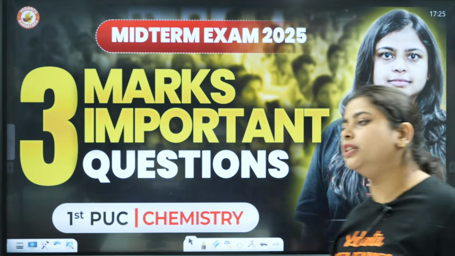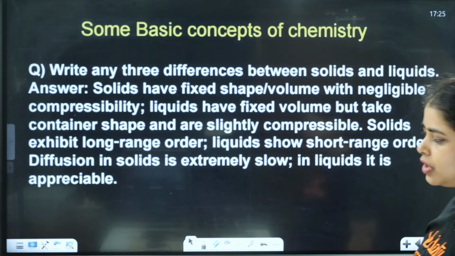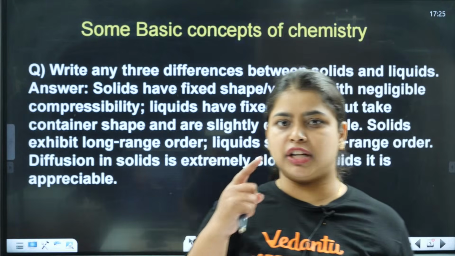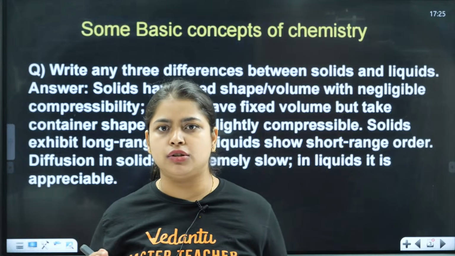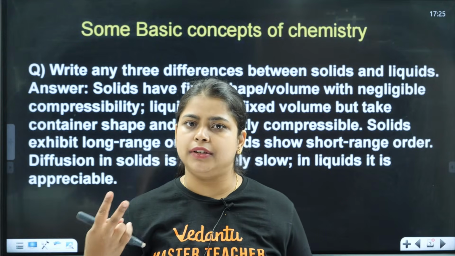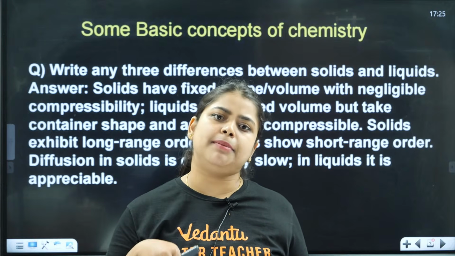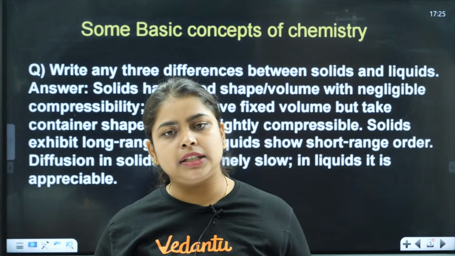First question is about some basic units. We'll start from some basic concepts of chemistry, that is the first chapter. In first PUC, for the midterms you have only one chapter. Organic is only having 2 chapters, that is organic chemistry some basic techniques, and the other chapter is hydrocarbons, right? So only 2 chapters are there. For the midterm you have only one.